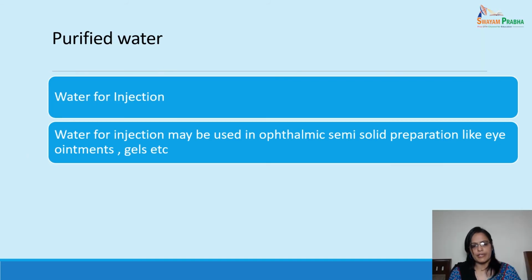Purified water. Water for injection may be used in ophthalmic semi-solid preparations like eye ointment and eye gel, and these preparations must be sterile. I also mentioned earlier that ophthalmic preparations must be sterile, should have clarity, isotonicity, and pH balance. So the water we use in the formulation of these preparations must be water for injection, or sterile water for injection.